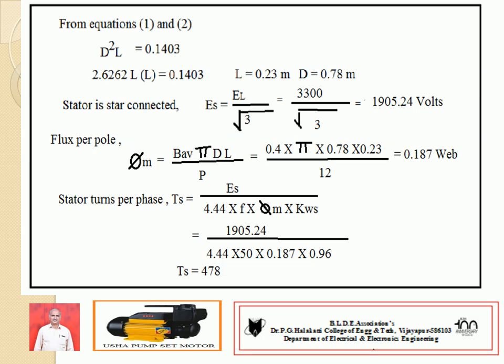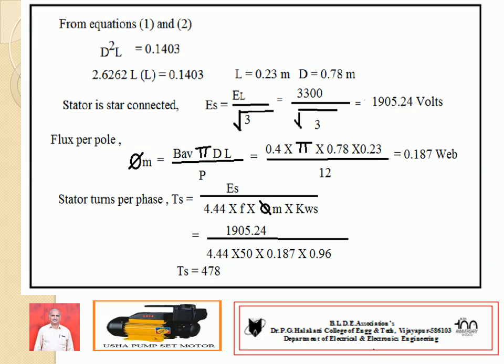From equation 192, D square L equal to 0.1403. You substitute the value, we are going to get L as 0.23 meter, D is 0.78 meters. Now the stator is star connected. In this problem, stator is star connected. Then voltage per phase EL by root 3, 1905 volts.